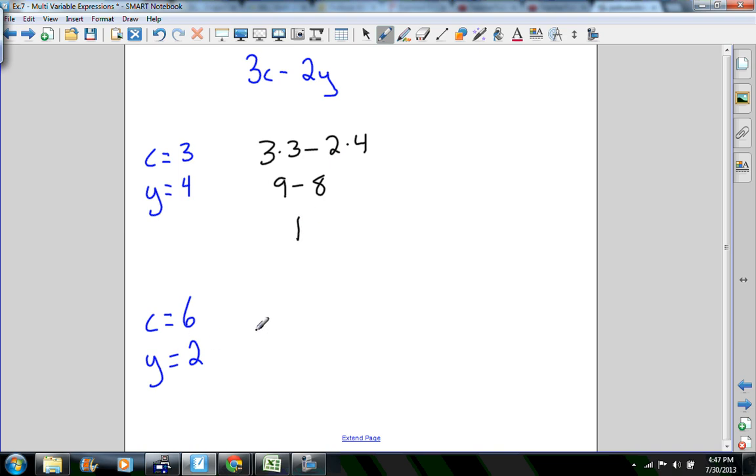Down here, 3 times c, which is 6, minus 2 times y, which is 2. 3 times 6 is 18. 2 times 2 is 4. 18 minus 4 is 14. Okay, if you can do that, you can do pretty much everything.